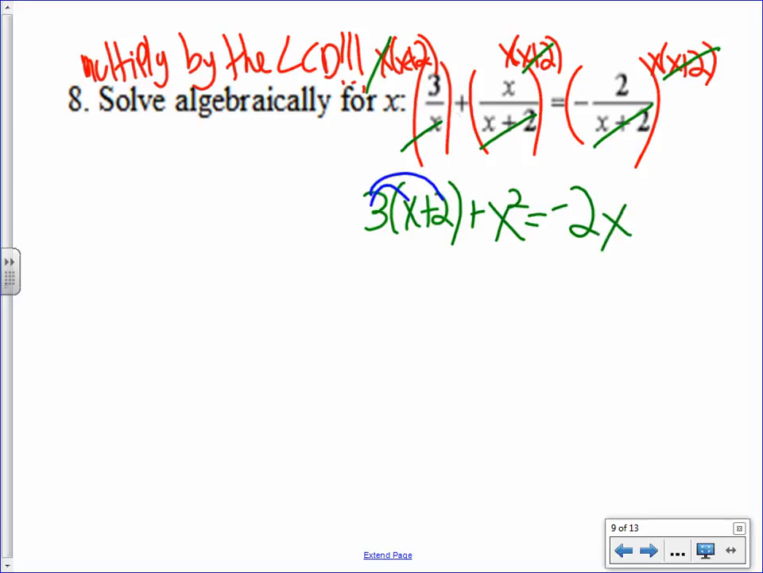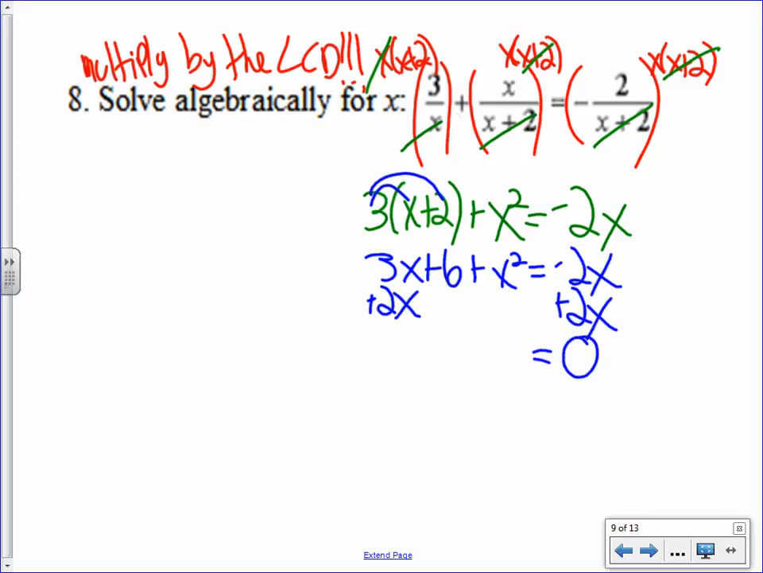From here, just algebra. 3x plus 6 plus x squared equals negative 2x. Mr. X squared, you want to party? Everybody's got to come over. And when I write my trinomial, I need to put the x squared term first, the x term second, and the constant term last. Party time.